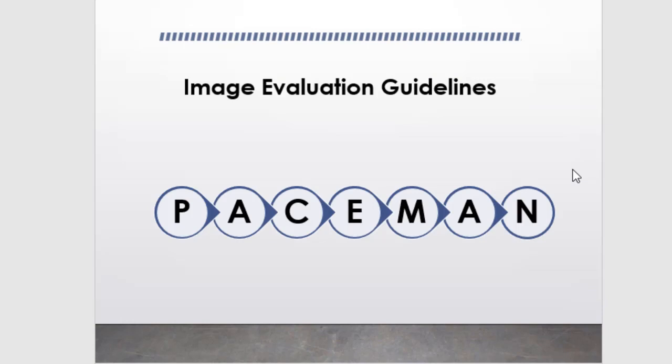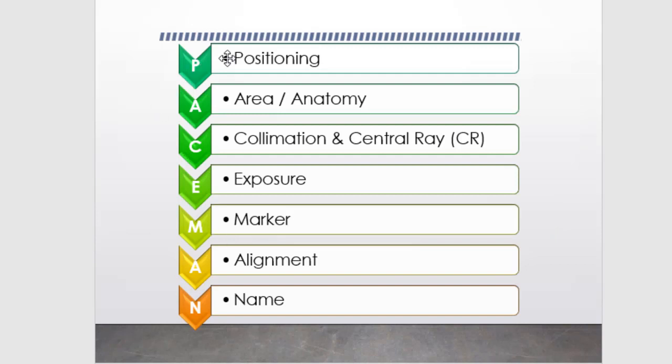Okay. As you can see, these are the basic guidelines that we are using for evaluation of radiographic images. Okay, image evaluation guideline. The abbreviation is PACEMAN. Okay. What does it mean? P stands for positioning, A area or anatomy, C collimation and central ray location, E exposure, M marker placement, A alignment, and name.